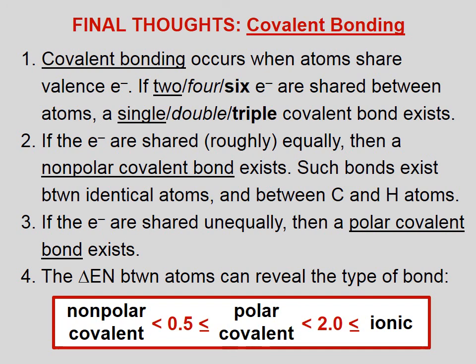So as you can see at the bottom of the screen, if the electronegativity difference is less than 0.5, that's a nonpolar covalent bond. If it's between 0.5 and 2, that's a polar covalent bond. And if it's greater than 2, that's an ionic bond.